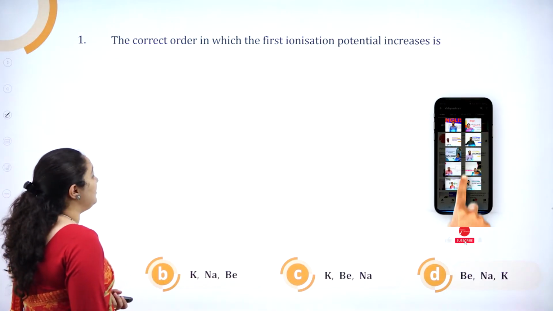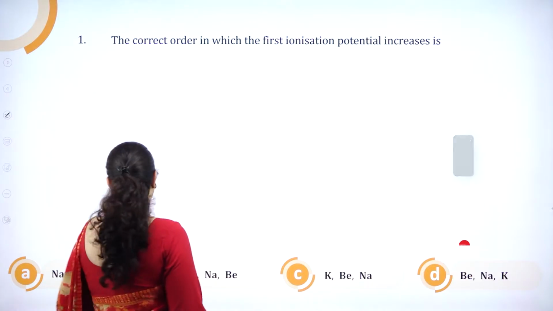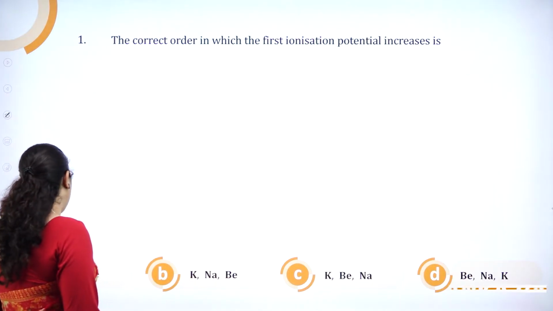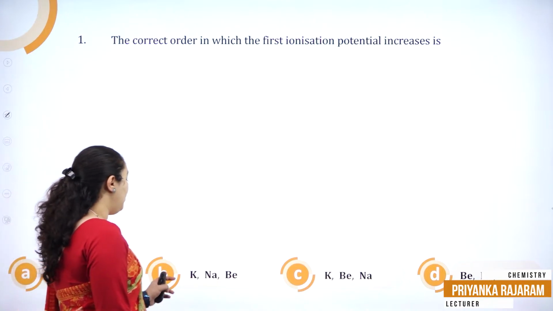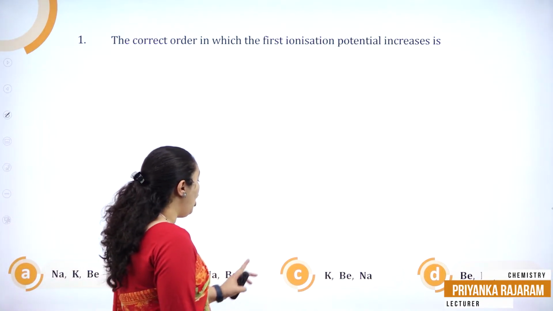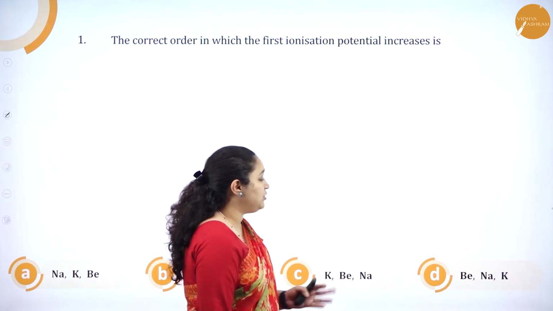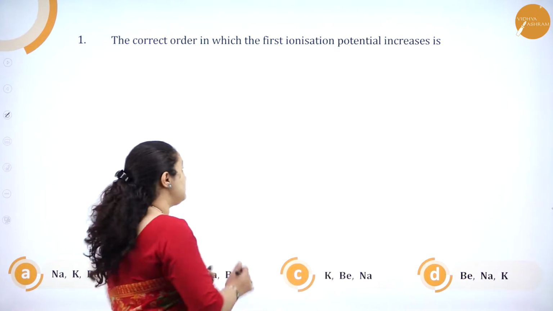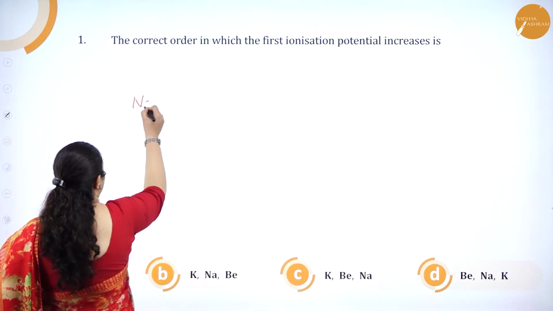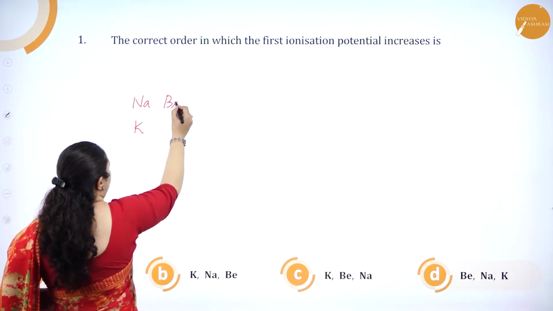The correct order in which the ionization potential increases is: option A, sodium, potassium, beryllium. Option B, potassium, sodium, beryllium. Option C, potassium, beryllium, sodium, and option D, beryllium, sodium, potassium. So we have three elements, that is sodium, potassium and beryllium, Be.